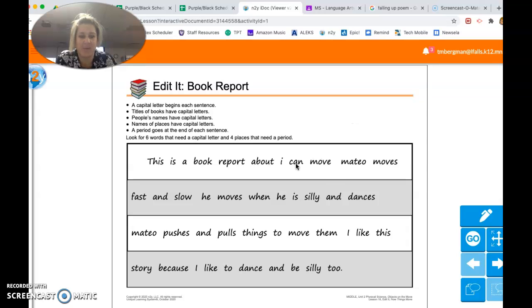All right, we're going to put one right here. This is a book report about I Can Move. Remember, that's the story that we read yesterday and also the story you're going to read today. So here's what you can do. You can choose one of these tools, okay?